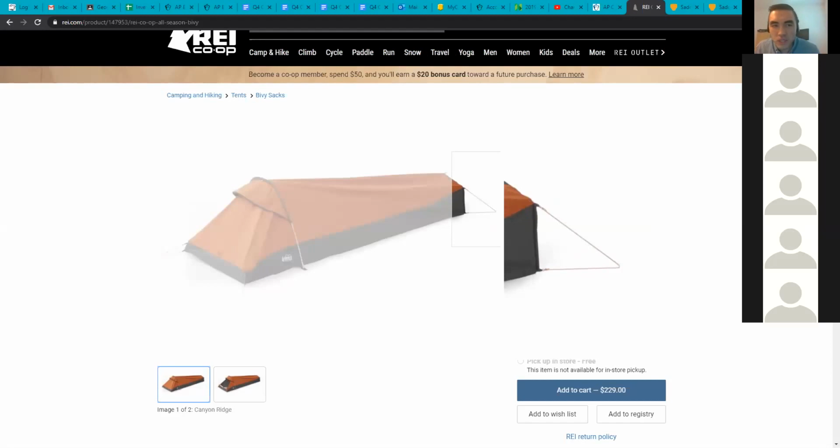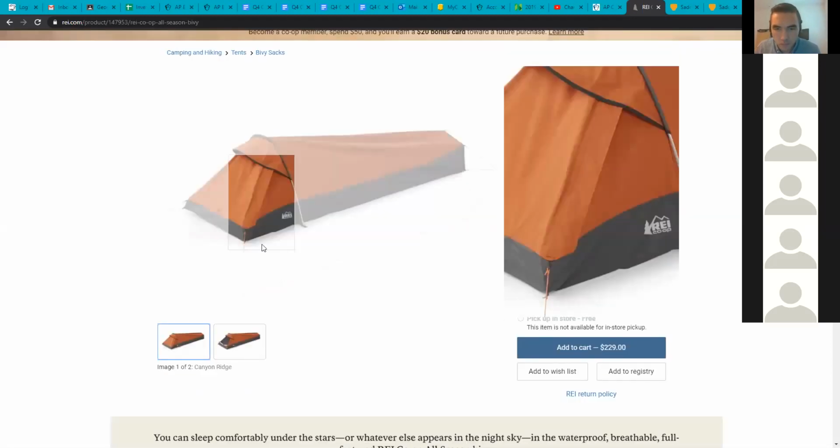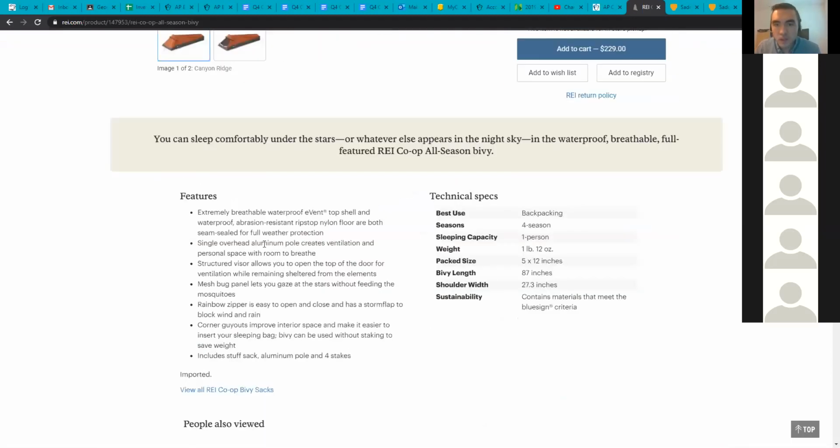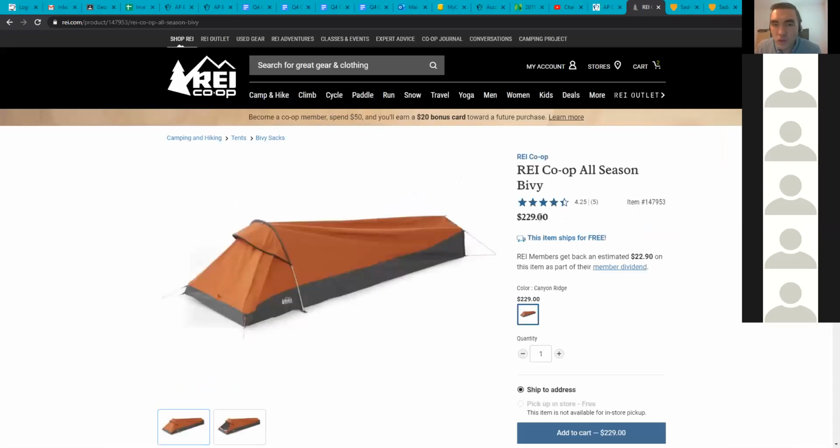What do y'all think is the point of a bivy? To save space. Yeah, that's the biggest thing. This is for backpacking, not for normal camping. It's also why it's so expensive. It's $230 for a tiny tent when you can get like a 4-person family tent from Coleman for like $70 for a way bigger tent.